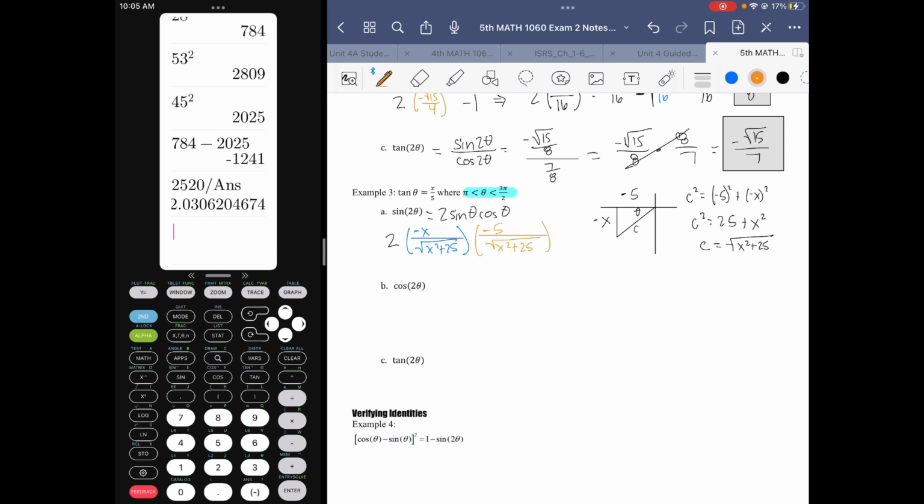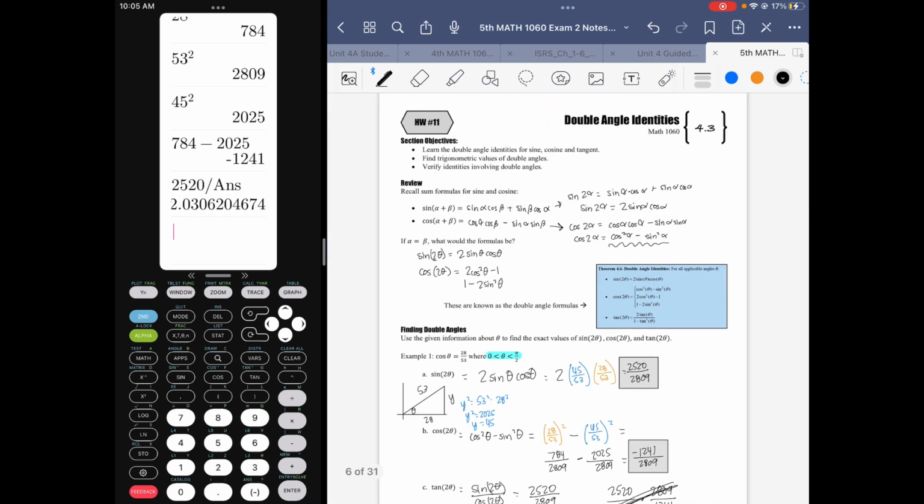And then, of course, we can simplify this. Okay, 2 times negative x times negative 5, well, that's positive 10x. And the denominator would be the square root of this times the square root of this. Well, then you squared it, and it comes out just like that. Okay. So the sine of 2 theta is 10x over x squared plus 25.